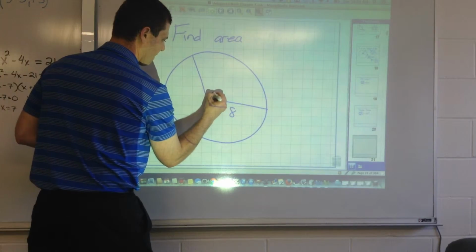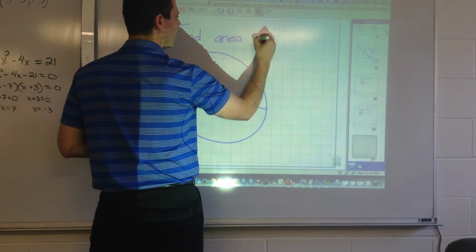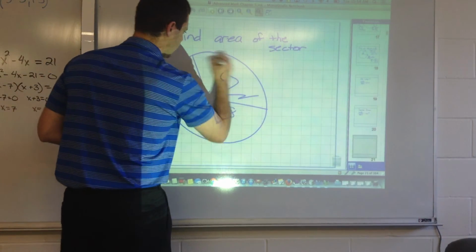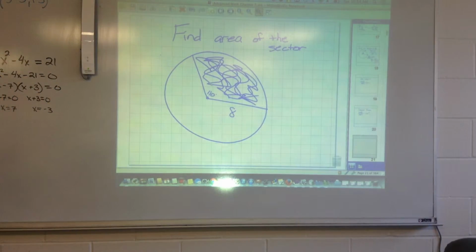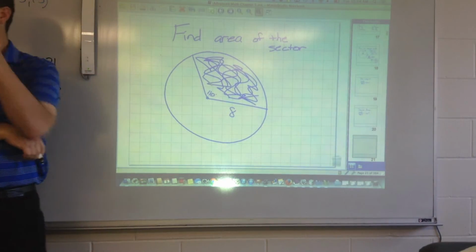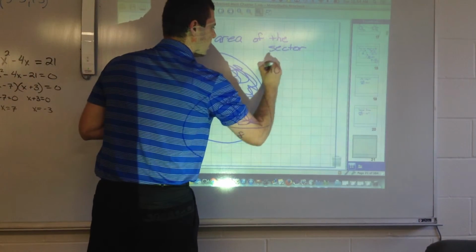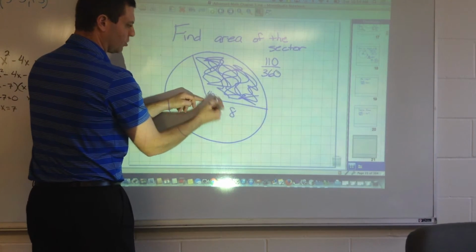So let's find the area of the sector. Let's find the area of that sector. What am I going to do? 110 over 360, because that's the fraction of the circle that I am interested in, right? So 110 over 360, because what's the measure of that arc? 110. Why is this 110? Because my central angle is 110.